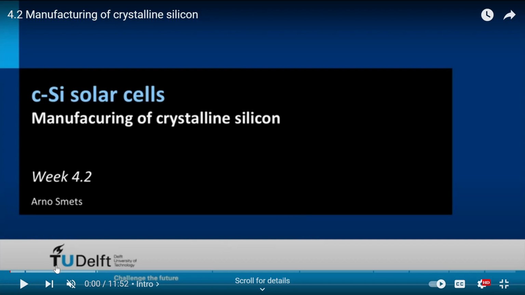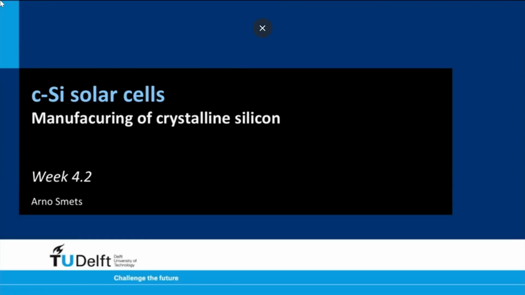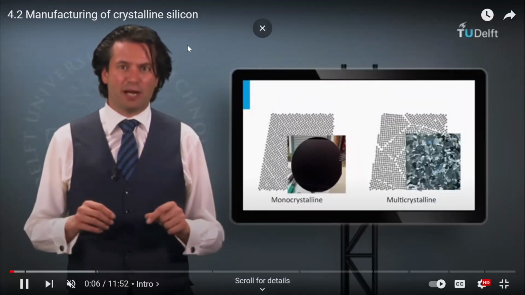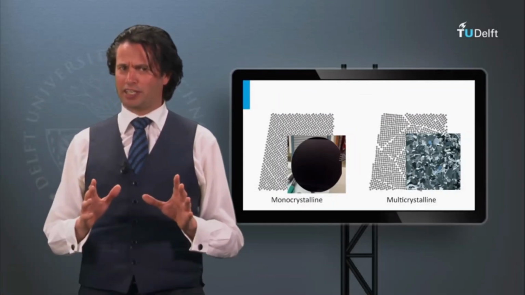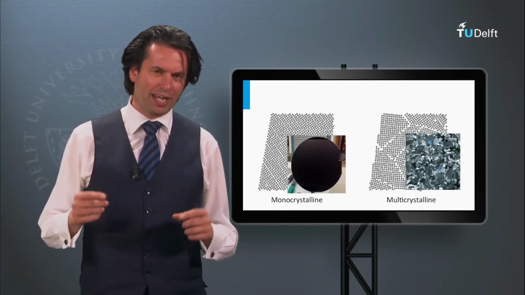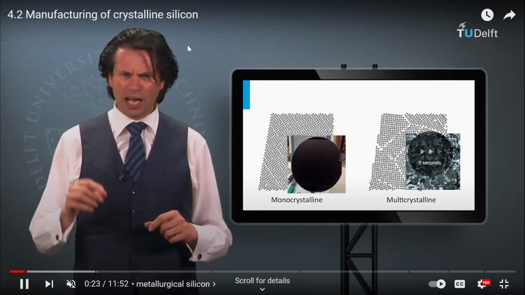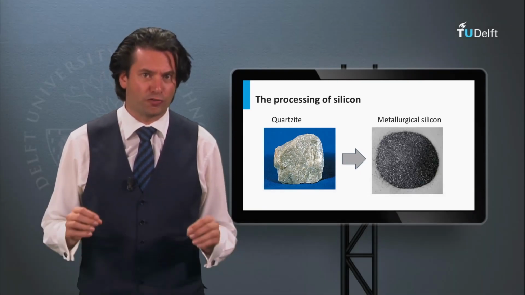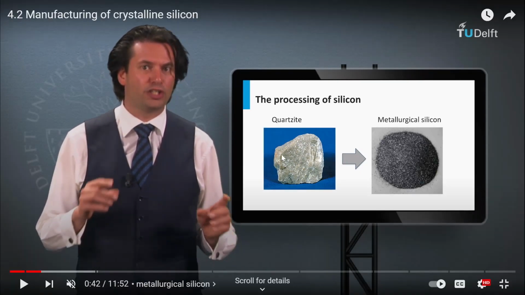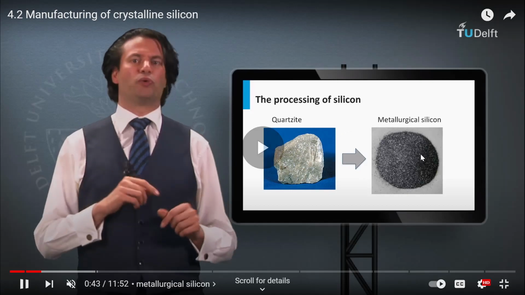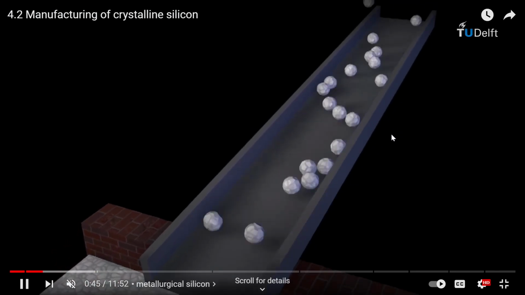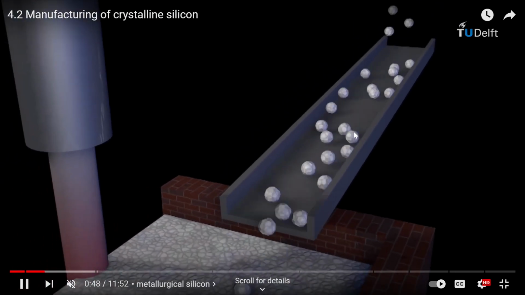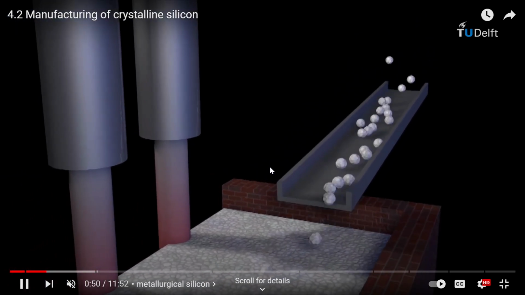Okay, so I'll just show you some part of this video. We are going to see how monocrystalline and multicrystalline silicon are obtained. First we have this rock form, then we get metallurgical silicon. How? They are in rock form, and it is being heated.